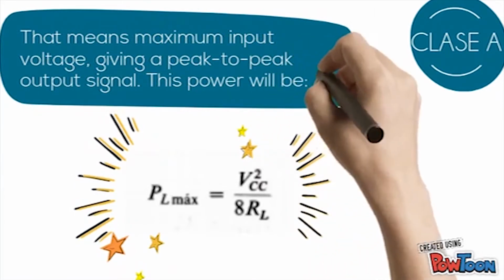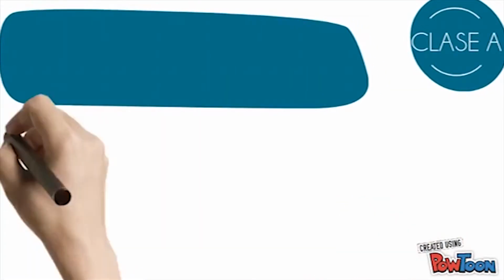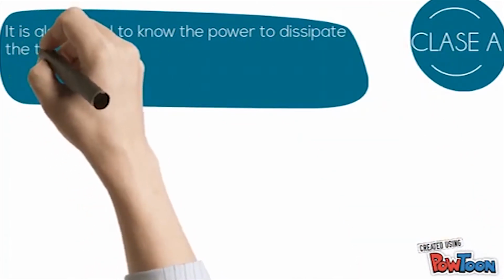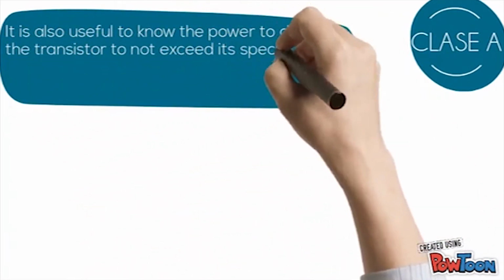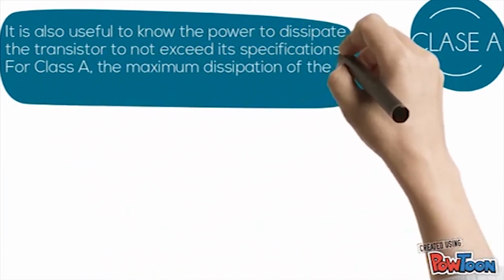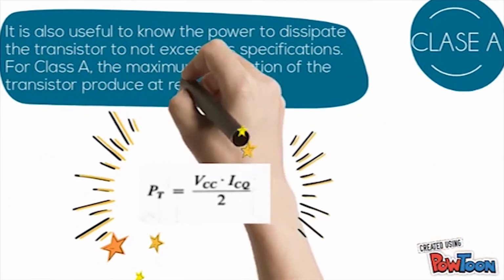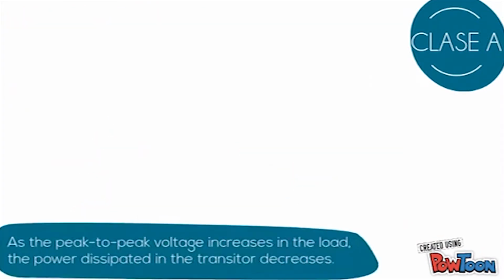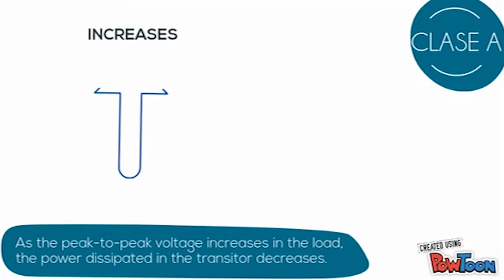This power will be as follows. It is also useful to know the power dissipated by the transistor to not exceed its specifications. For class A, the maximum dissipation of the transistor is produced at rest, that is. As the peak-to-peak voltage increases in the load, the power dissipated in the transistor decreases.